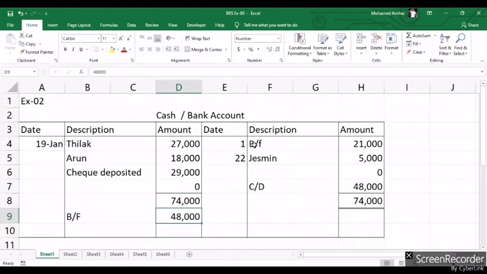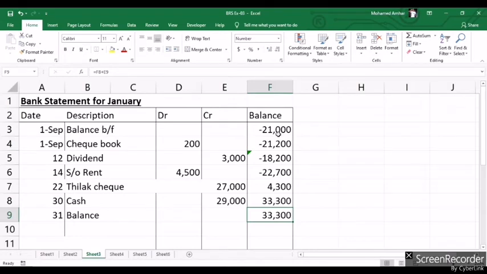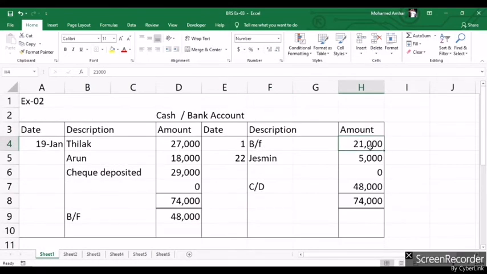We shall tick it. How? First, the balance on the credit side is 21,000, and check the statement also. In the statement also, the balance 21,000 is available, so this is correct. It is ticked with the cash book balance. Yeah, it is ticked.